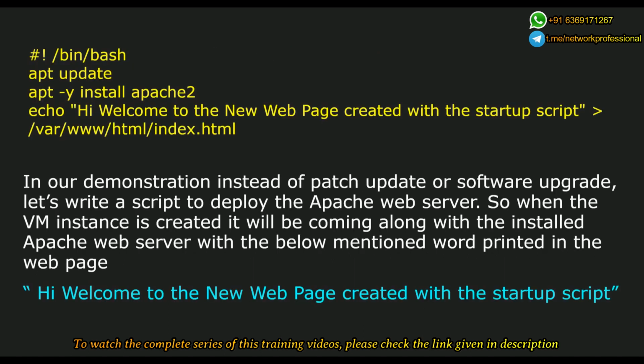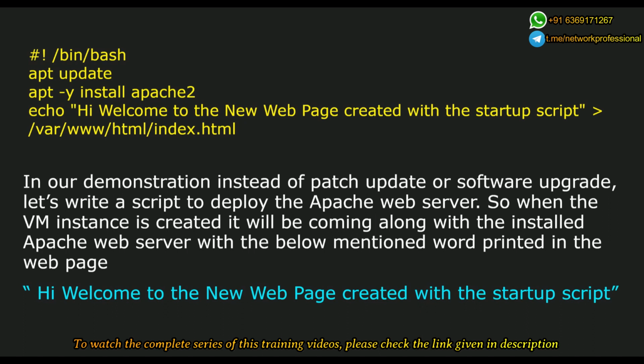In our demonstration video, instead of a patch update or something else, let's create a VM and write a startup script in such a way that when the VM instance is created, it is created along with the Apache web server. In our previous demonstration video, we created a VM, did SSH, updated the package, installed Apache 2, and then changed the default Apache web page by printing an echo statement to the index.html file.